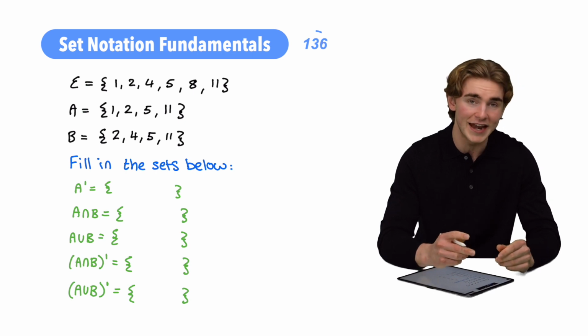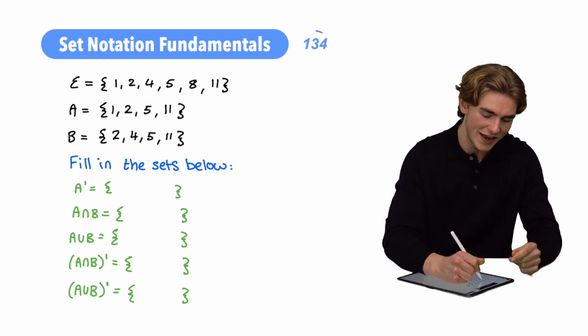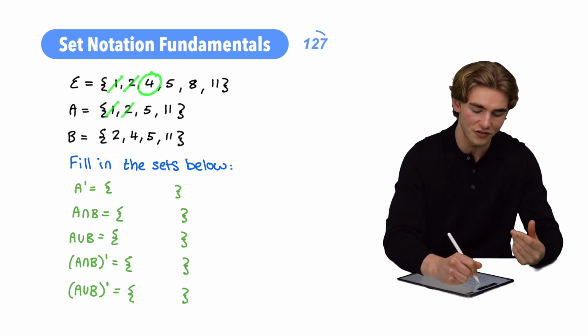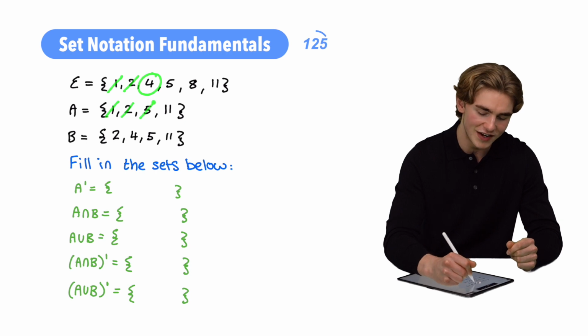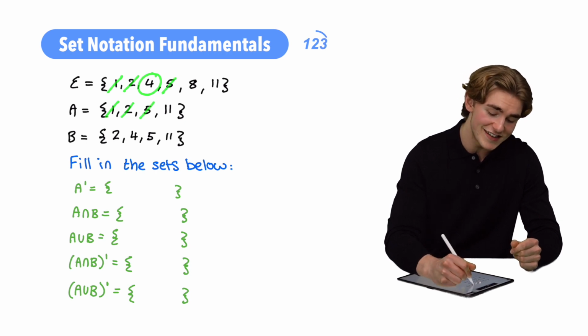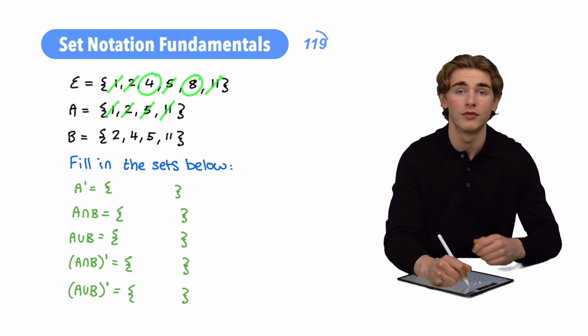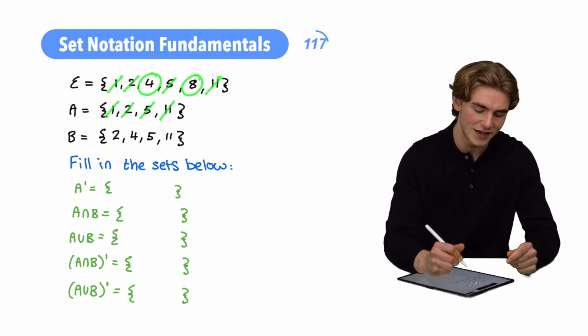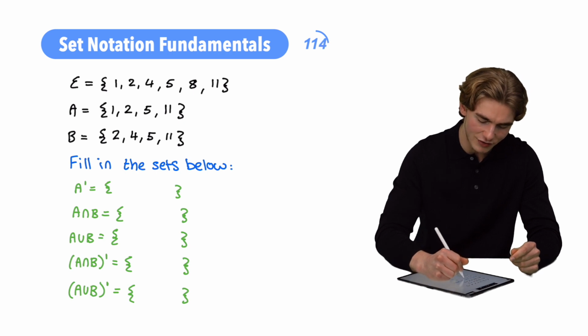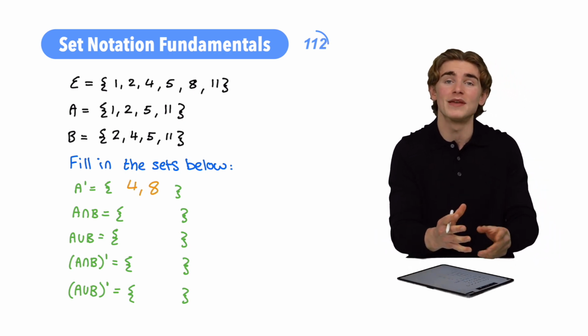1, that wouldn't be in our not A set because it's also in A, so we can cross that out. What about 2? That's in A, so that's not going to count. 4, we can see that that is in our universal set, but it's not in A, so that is going to count. 5, we can see that are in both. We can see that 8 is only in our universal set, and we can cross off 11 because that's in both of them. So the set not A is going to be the numbers 4, 8. Let's write those in. We have 4 and 8. That is going to be the set not A.